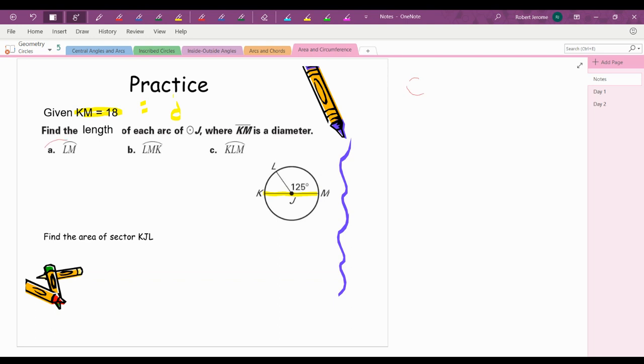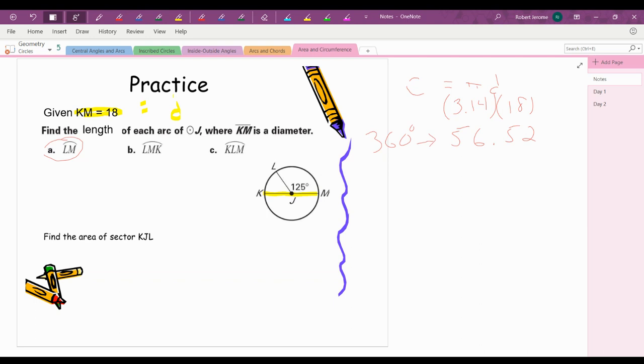So we're doing question A. Circumference equals pi d. So that's 3.14 times 18. So grab your calculator. And I have 56.52. That is the whole circumference. So that is 360 degrees all the way around.